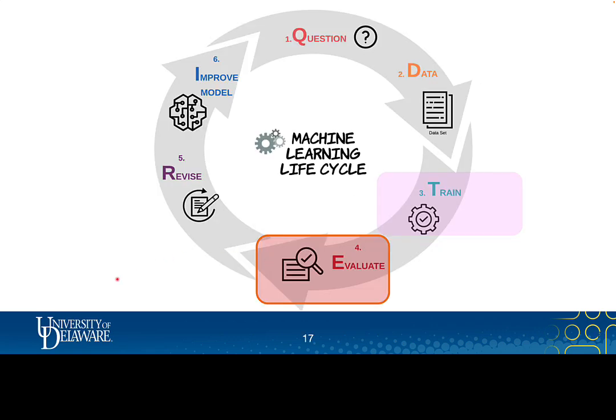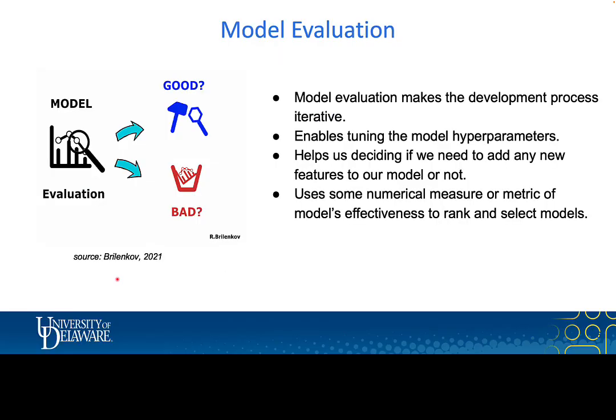Now we have an algorithm that we want to train our models with, but how do we know that our model performed well? So we're going to perform some evaluation. Model evaluation is iterative, and the development of a model is an iterative process because of that. The model evaluation helps us to tune the model hyperparameters, helps us decide if we need to add new features to our model or not, and importantly, it gives us a numerical measure or metric of model effectiveness to rank and select the model to be deployed.